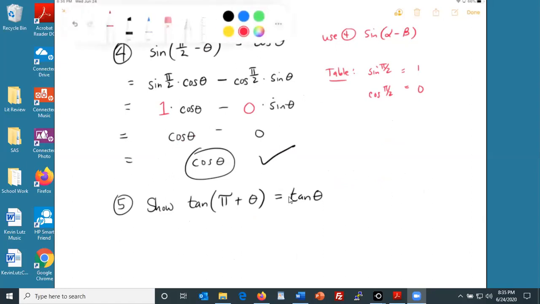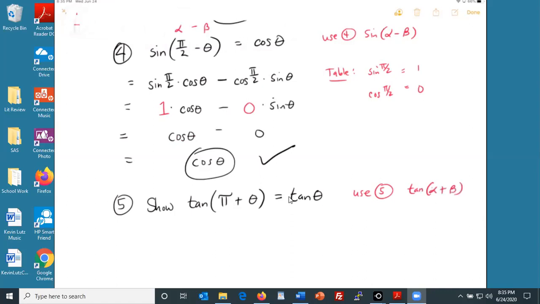All right, so in number 5, we'll be showing that the tangent of the sum of pi and theta, or pi plus theta, is just the same thing as tangent of theta. So if you look at the formulas above, we'll be using the 5th one, all right, the tangent of alpha plus beta. And notice here our alpha is pi and our beta is theta.